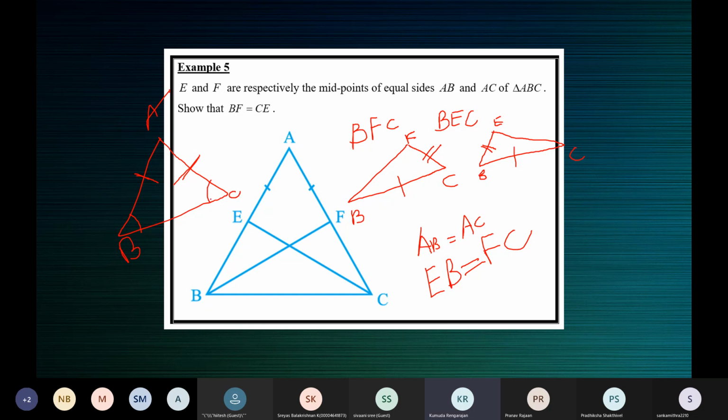So that means this angle is equal to this angle. Angle B is equal to angle C, that is angle ABC. Where is angle ABC? This angle ABC is also EBC. It is here. EBC is equal to this angle ACB, or FCB. FCB is this angle.